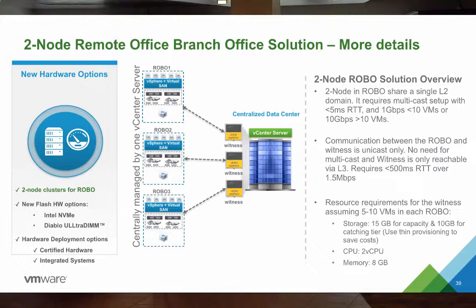That would be thin provisioning. You could utilize that as well to save cost. You're going to need 2 virtual CPUs and 8 gigs of memory. So you can see inside of those ROBO spots, you're really not going to need a lot of hardware. Plus, the fact that you only need 2 hosts means it's all the more efficient.